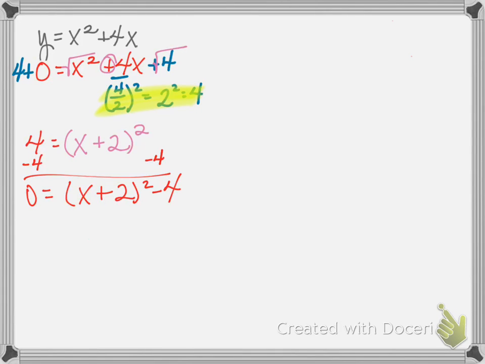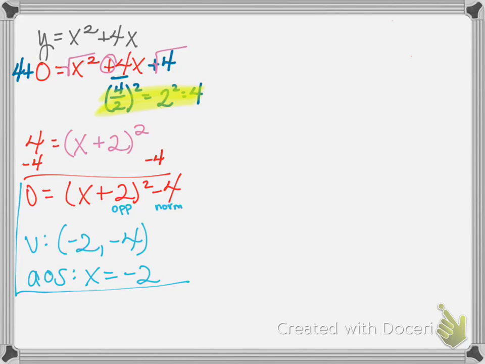And again, from here, I can get my vertex, which is going to be (-2, -4), and my axis of symmetry, which is x equals the first number, which is -2. Just remember, your vertex is always opposite and then normal, or same, or however they taught you. But this is your answer. This is your equation up top, and your vertex in the middle, and then finally your axis of symmetry.